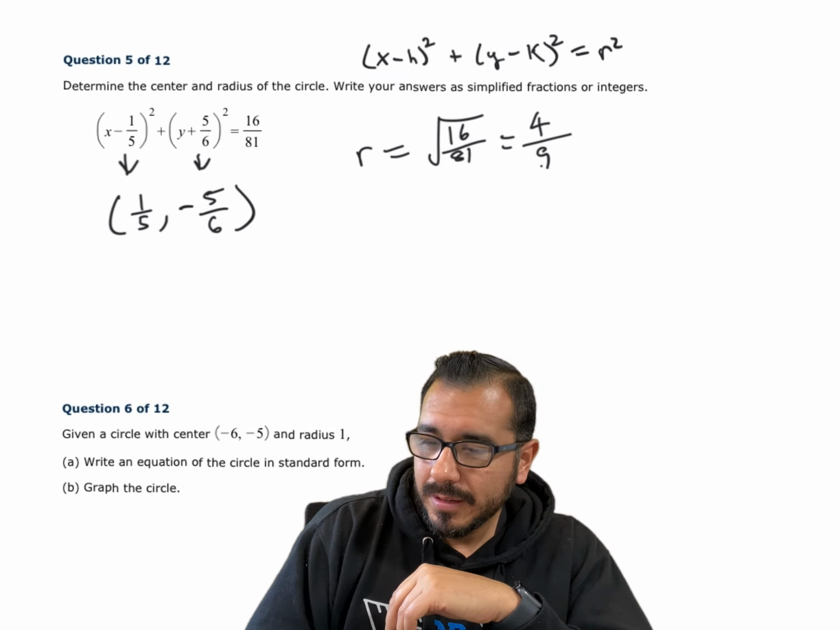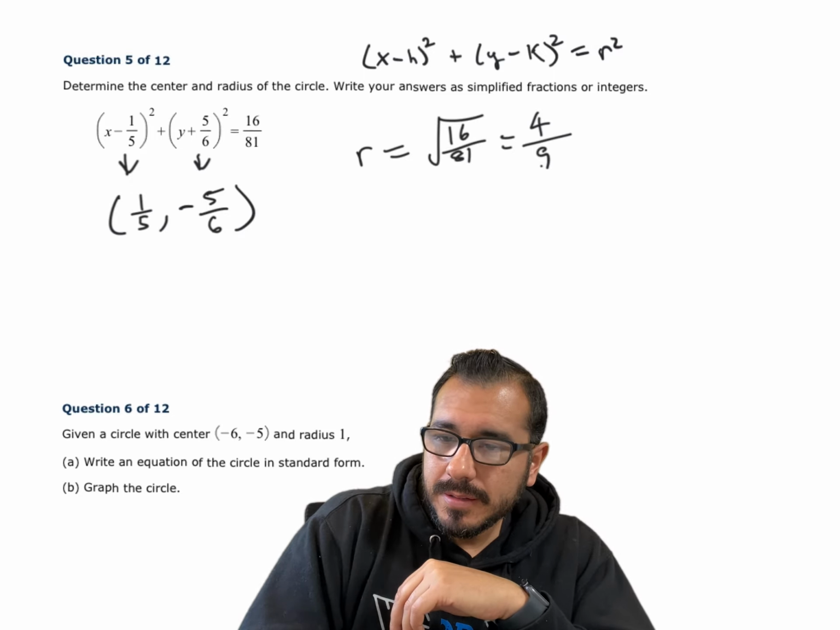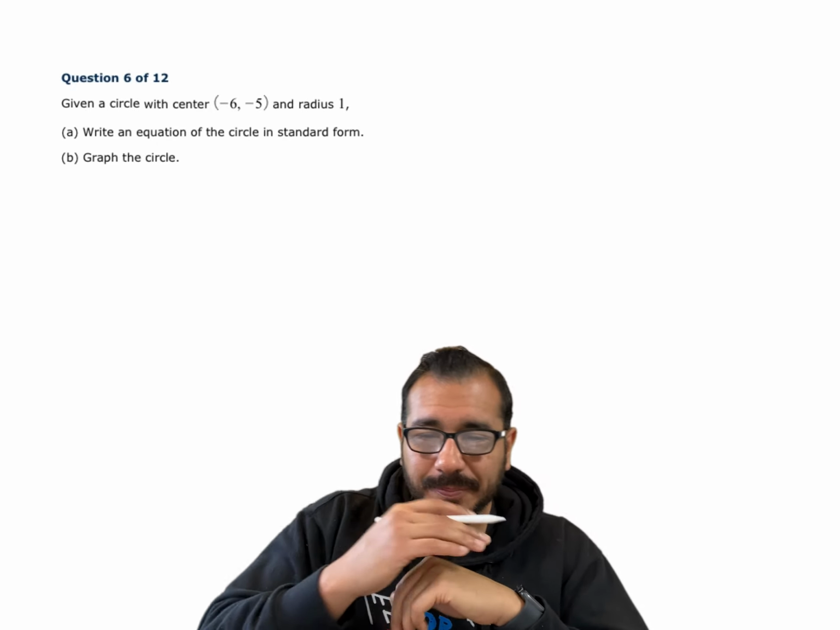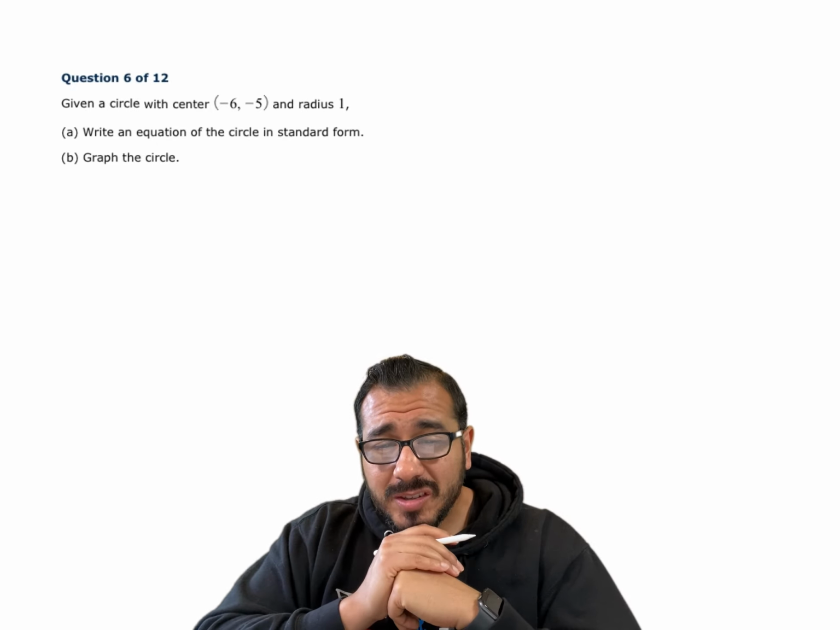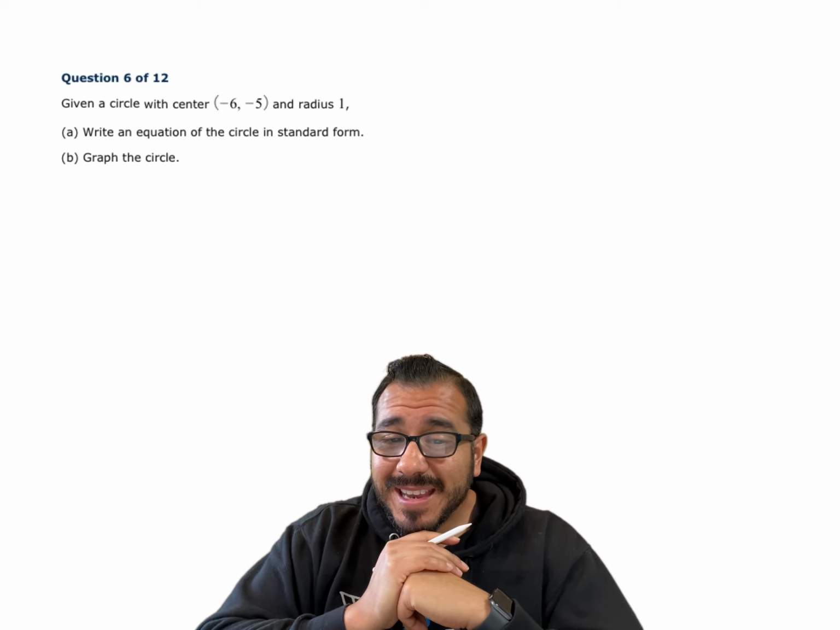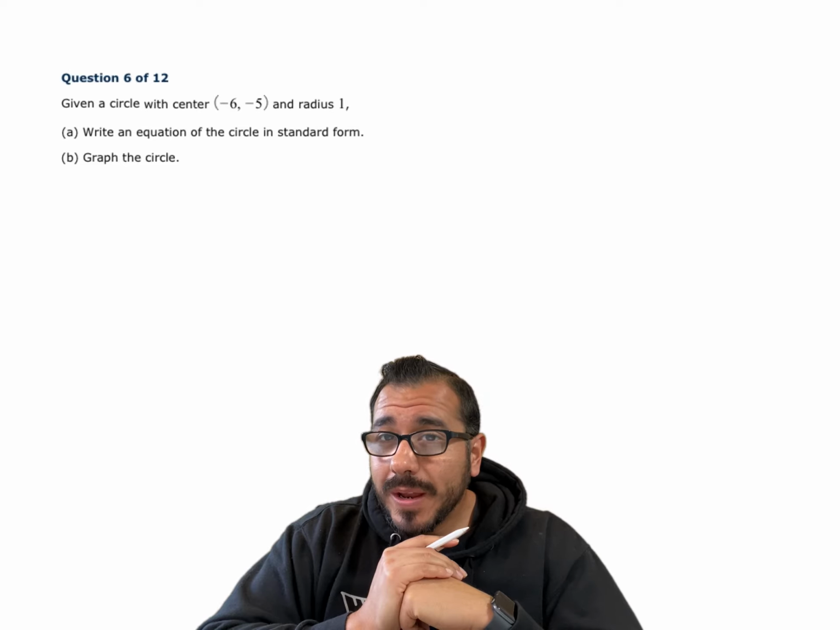Let me group all this because I don't want it following me. All right. Here we go. Question 6. So given a circle with the center, so now they're telling the center is -6, -5. All right, and they tell us the radius is 1.